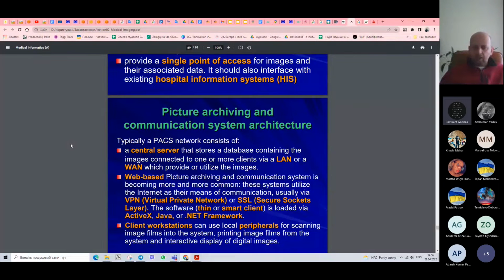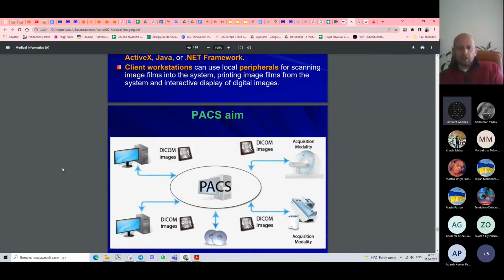Client workstations can use local peripherals for scanning image films into the system, printing image films from the system, and interactive display. PACS can use DICOM images for different kinds of users, which we can get from different modalities, from different kinds of equipment, for analysis, and for visualization for different users.